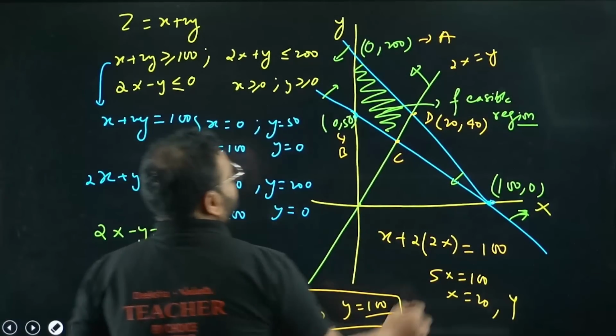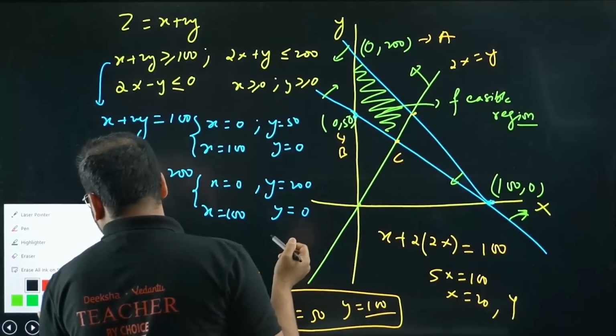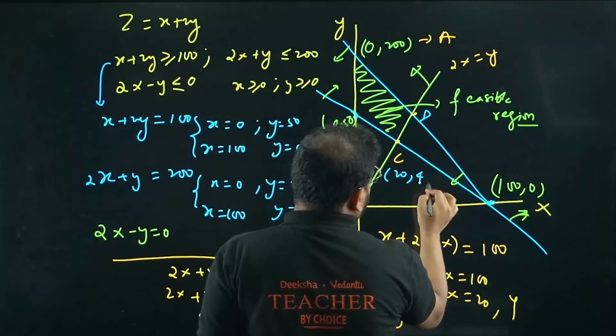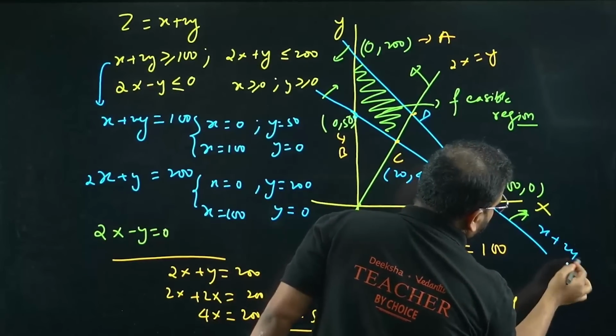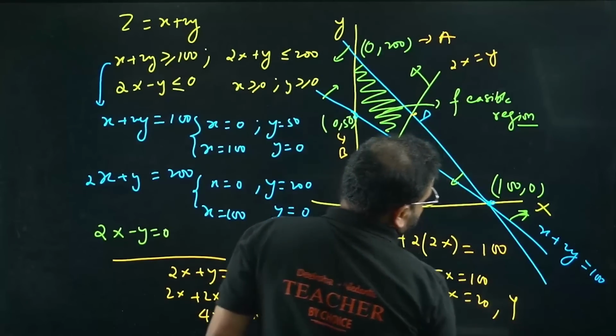Not a problem. This point is not here. This point is actually over here, sir. Just 1 second. One mistake I've done. This is 20, 40. Please check the equation. I have not written properly. X plus 2y is equal to 100. Now this line is this, and this is the other line.